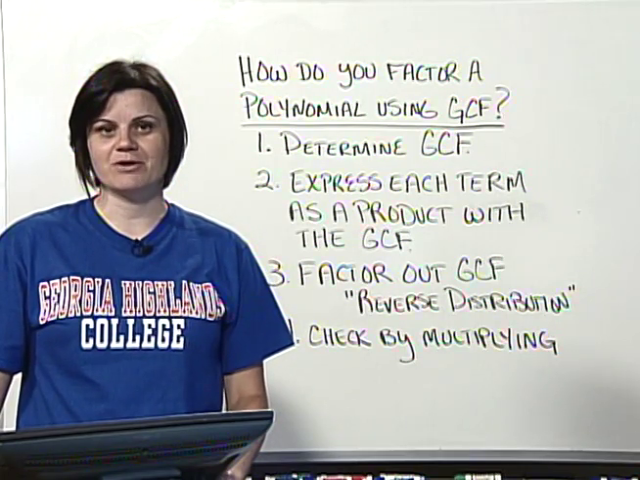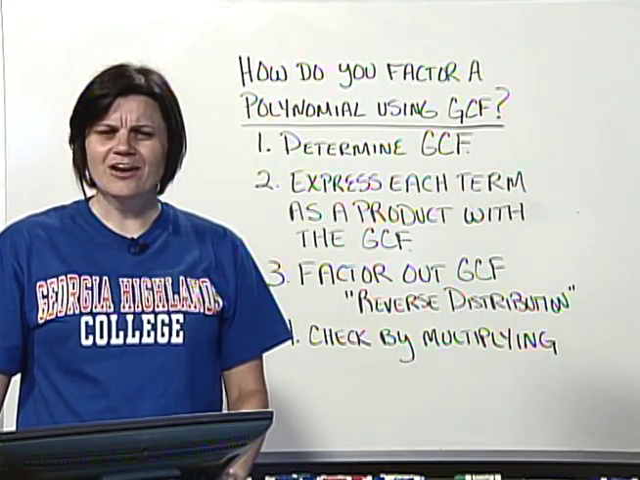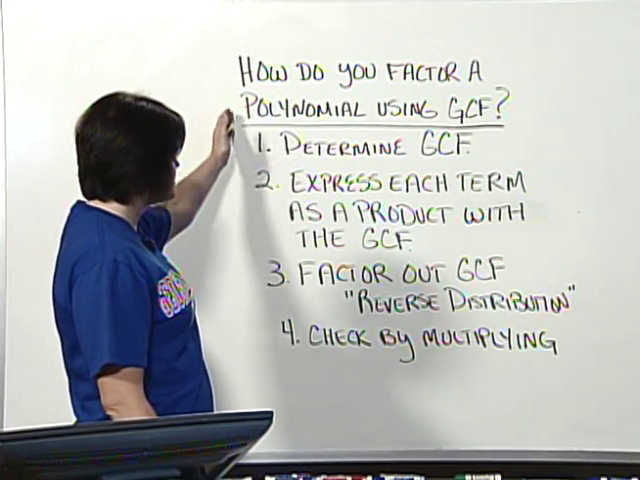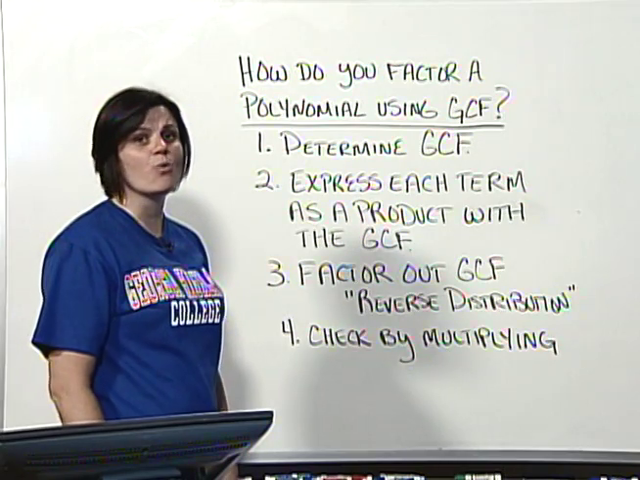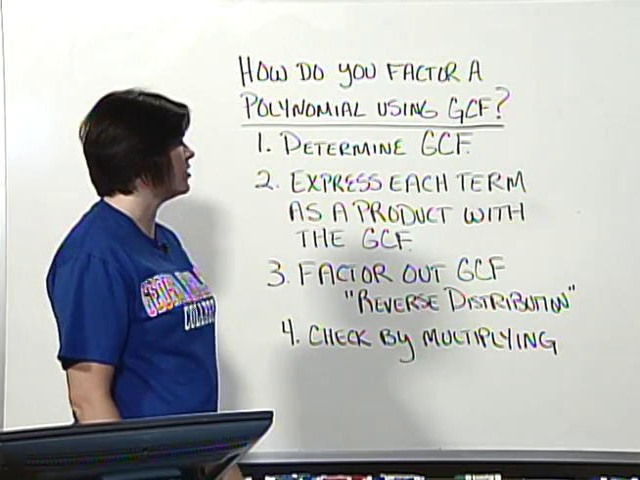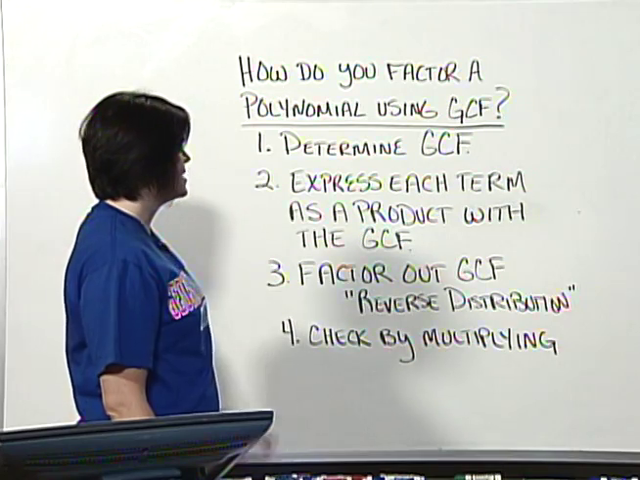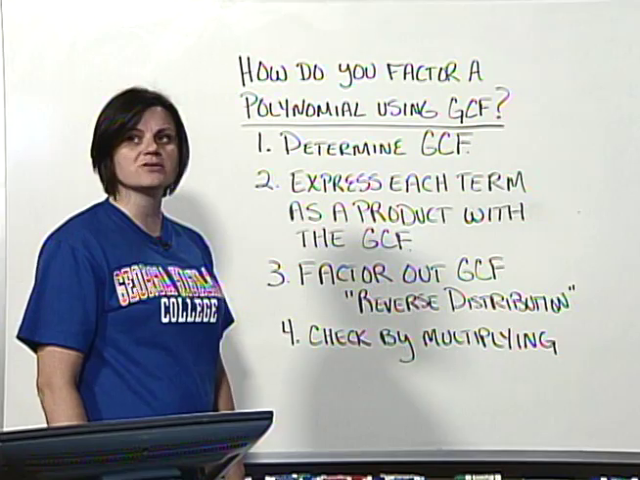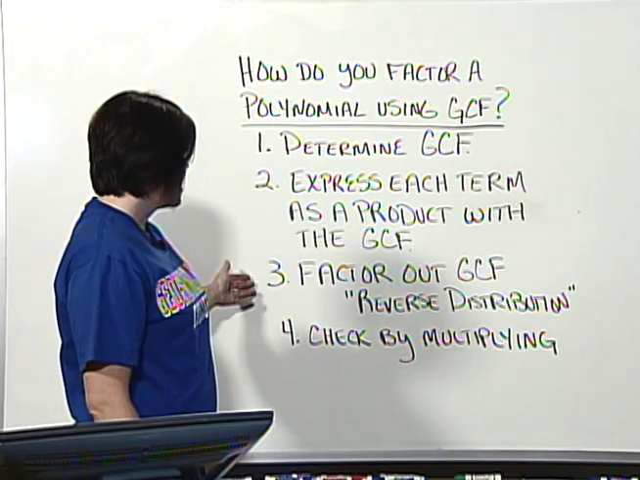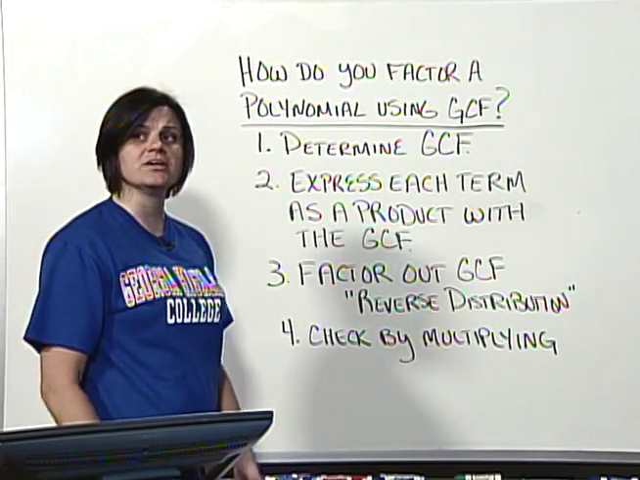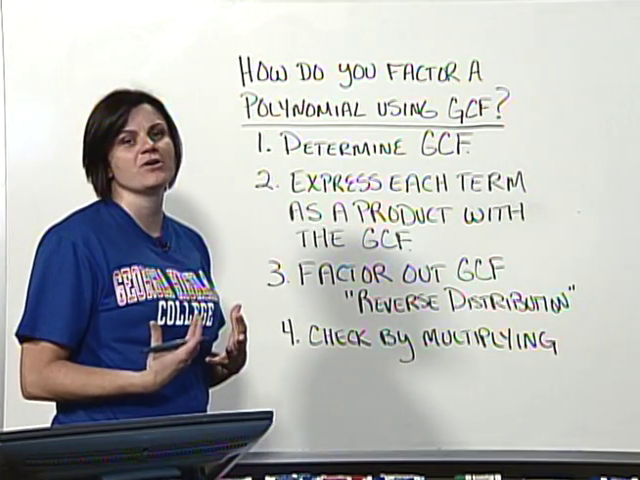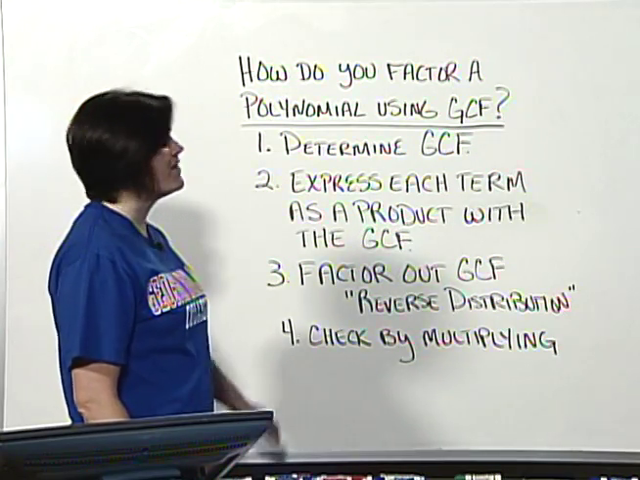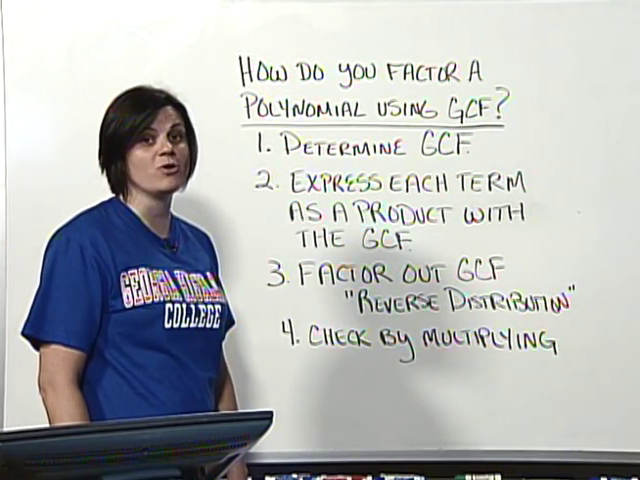In this video segment, we'll be answering the question, how do you factor a polynomial using GCF? Well, the first step in this process is to determine what the GCF is between all of the terms. The second step is to express each term as a product with the GCF. The third step is to actually factor out the GCF, which you might want to refer to as reverse distribution. And finally, we can check our work by multiplying.